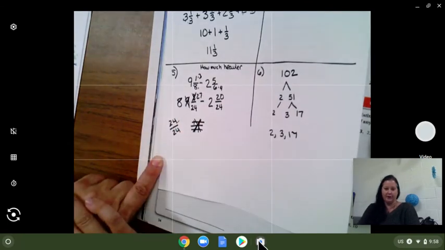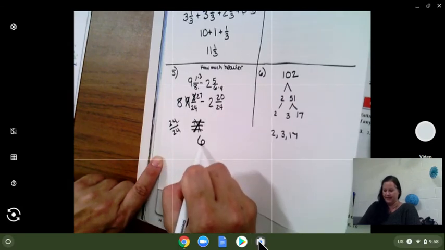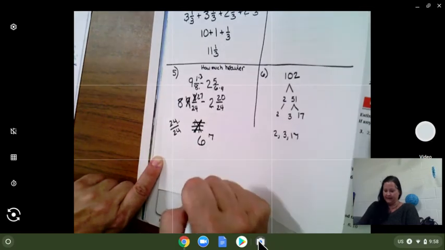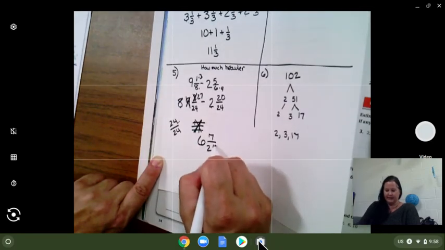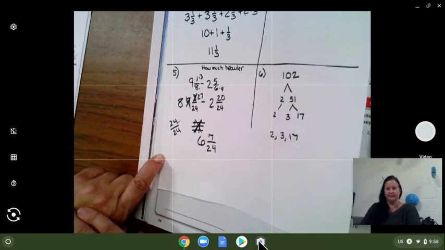Now I can subtract. So I do my whole numbers first. 8 minus 2 is 6. 27 minus 20 is 7. And then my denominator stays the same. When I add and subtract fractions, my denominator stays the same.